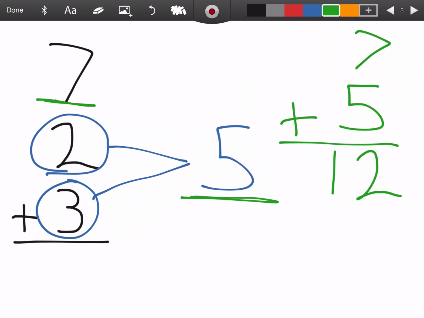The answer is still 12. All the different ways we did it. Some ways are just easier than others. I like to try to get to the 10 if we can. Getting to 10 makes it easy.